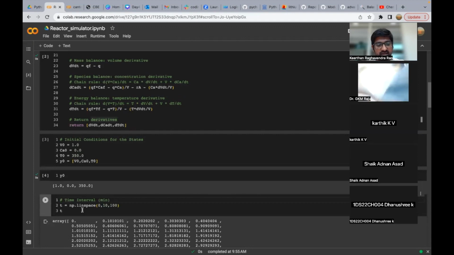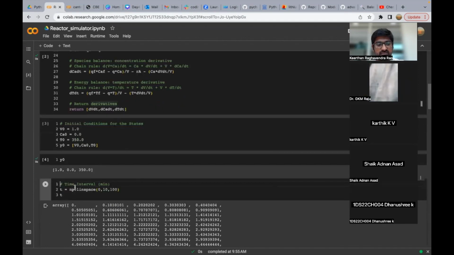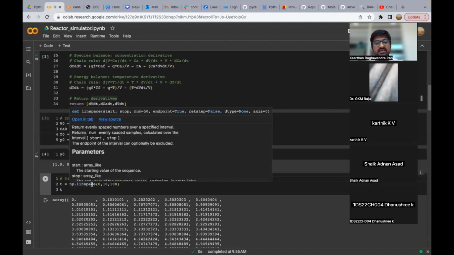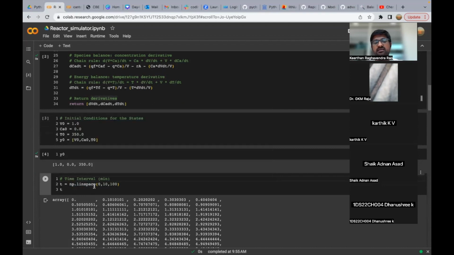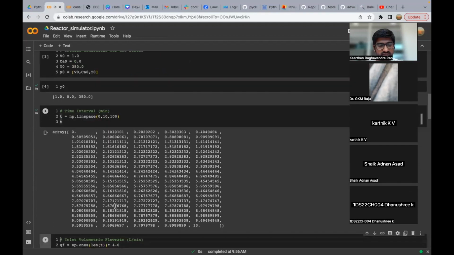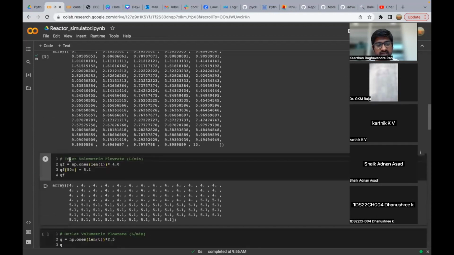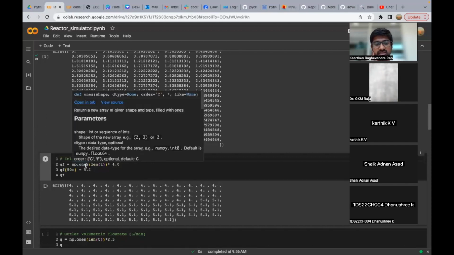Then you can have the time interval in minutes. For the time interval, we're using this function called linspace, which we saw yesterday. So it's going to generate about 100 points between 0 and 10, and time's always starting from 0. The time array will look something like this, starting from 0 all the way to 10, and you have about 100 points in between. Then we have the inlet volumetric flow rate. Now here I've used numpy.ones to randomly generate some inlet volumetric flow rate.